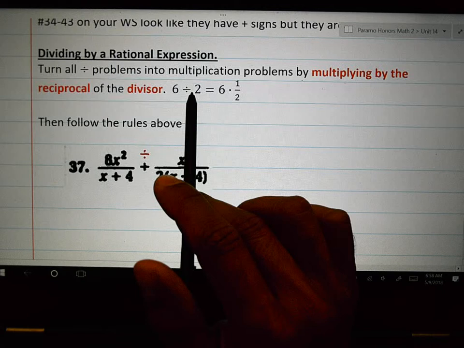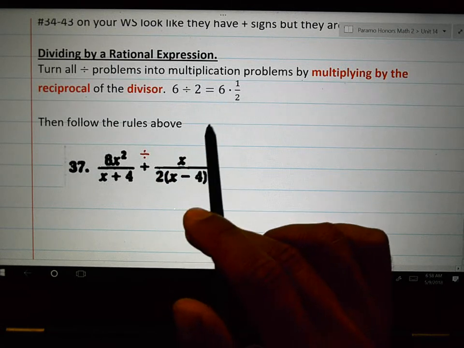Whatever I'm dividing by is what goes in, what we flip.